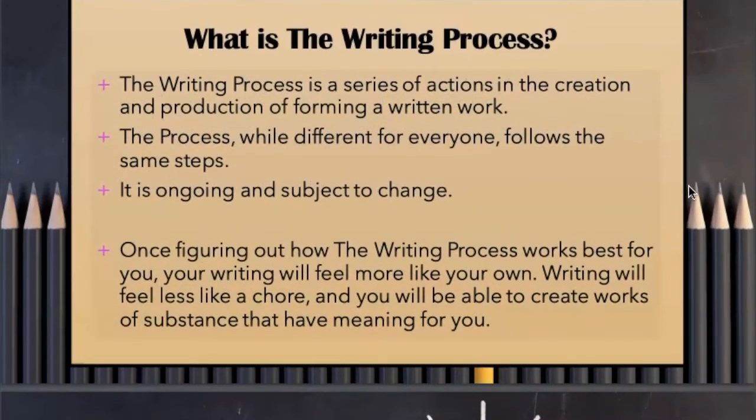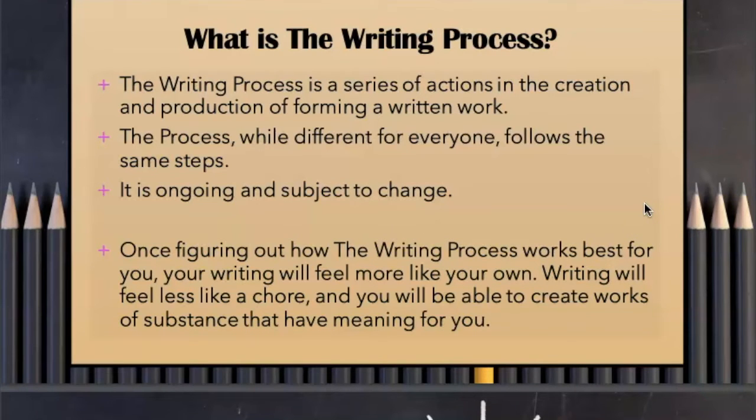So, what is the writing process? Basically, the writing process is a series of actions in the creation and production of forming a written work. It follows the same generic steps, though it is different for everyone. What works for me in the writing process might not work for another, or starting with one thing might not be something that another wants to start with.